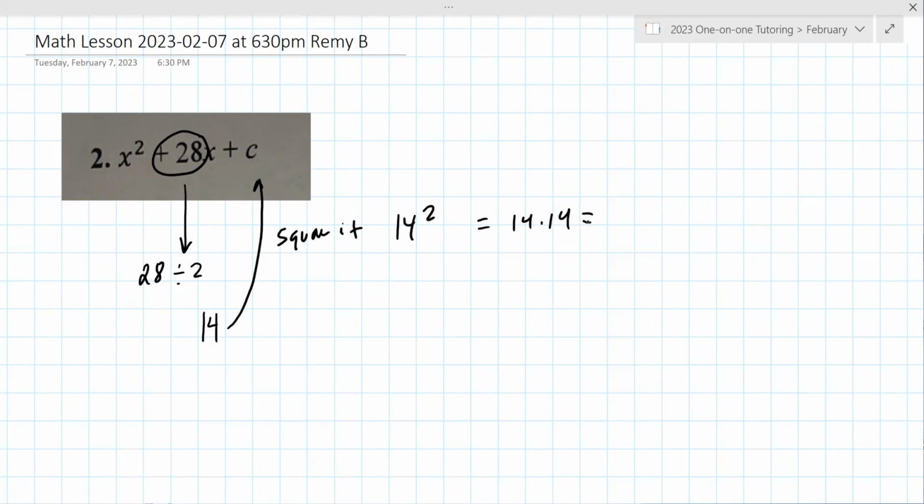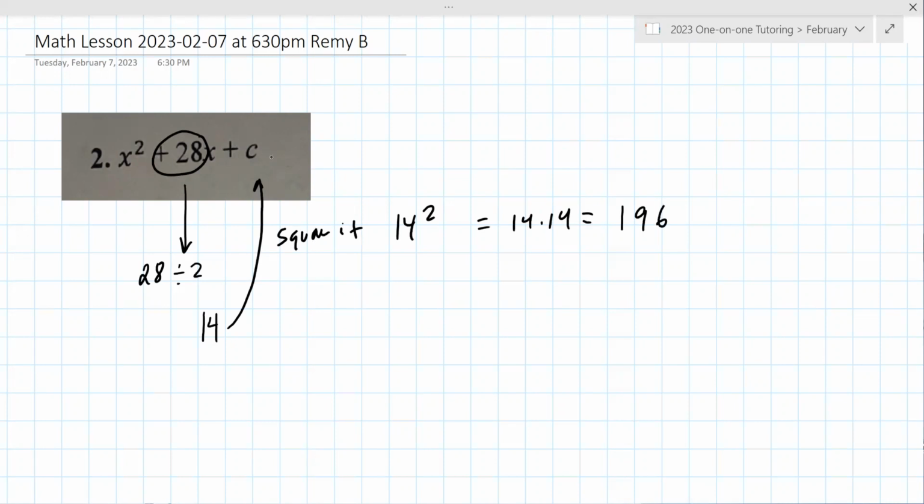And this is one of those where it's kind of right on the edge of whether you should know it. If you're allowed to use a calculator, I don't recall if you're allowed to, but you could punch that in. It is 196. So that is the value.